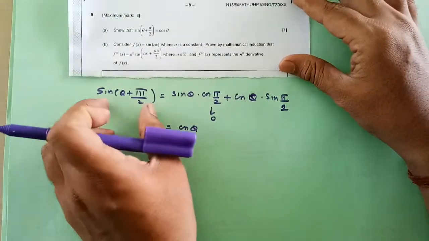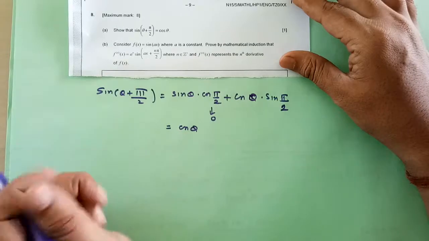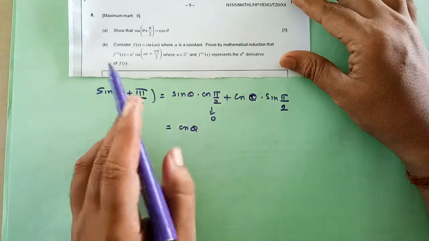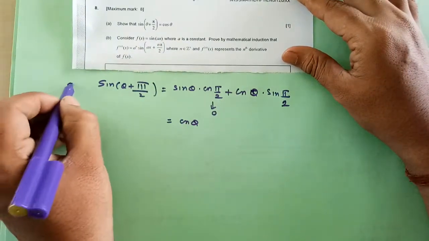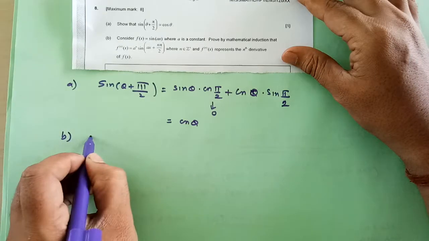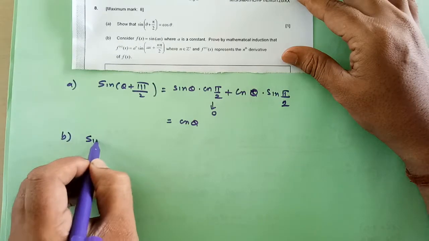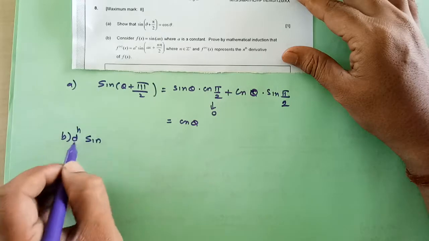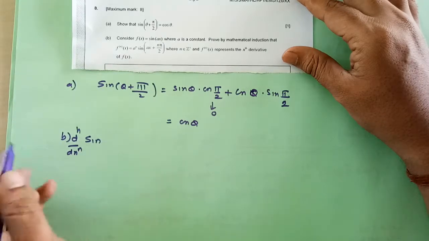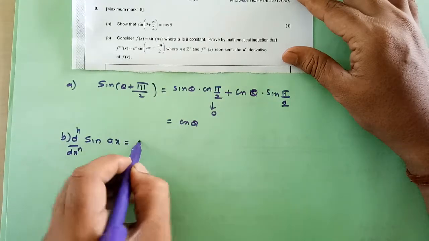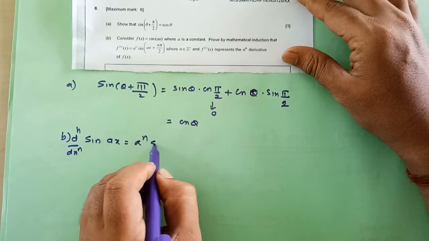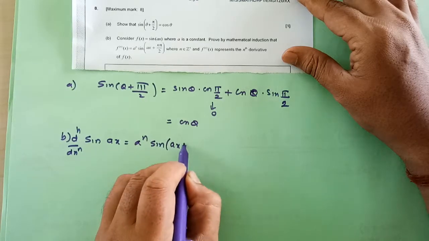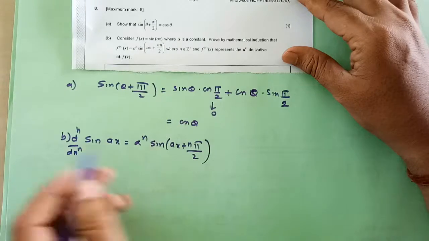Now this is going to be a really important identity for you to prove the next part. So that is your A part, and the B part is to prove by induction that the nth derivative of sine AX is going to be A to the power n sine (AX plus n pi by 2). This is what I have to prove by induction.